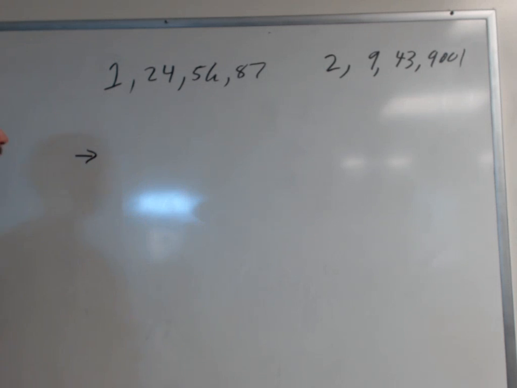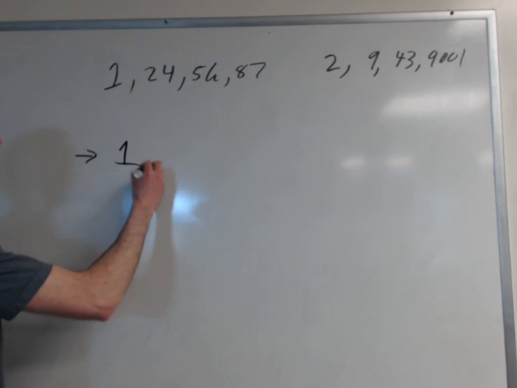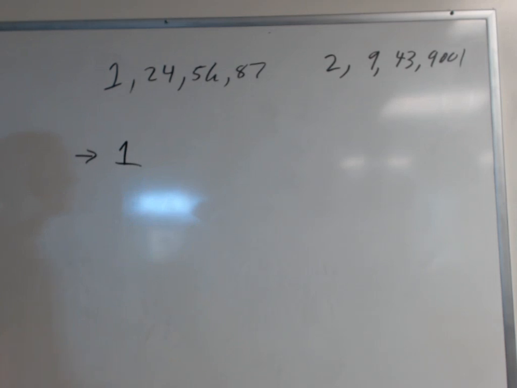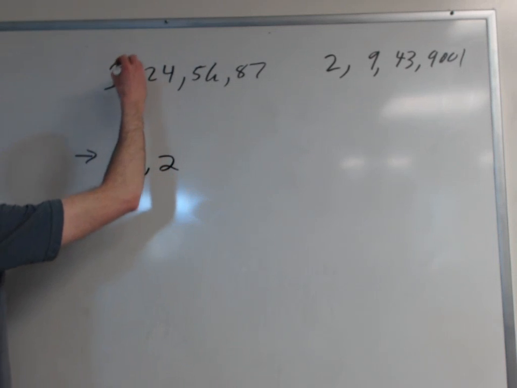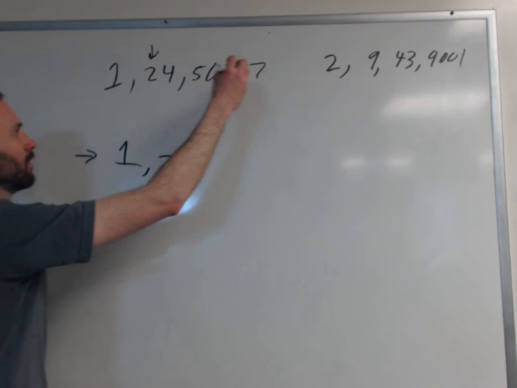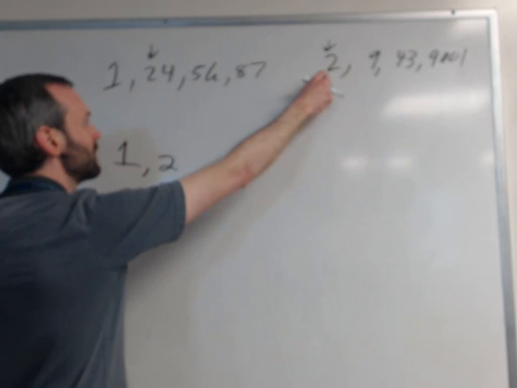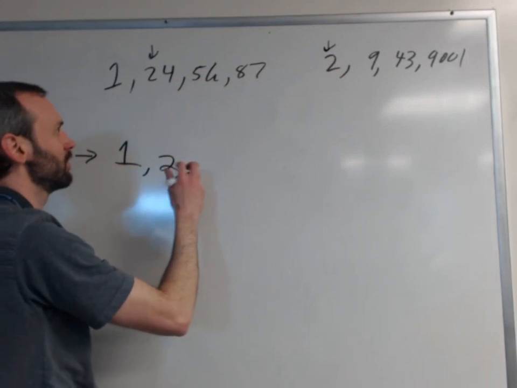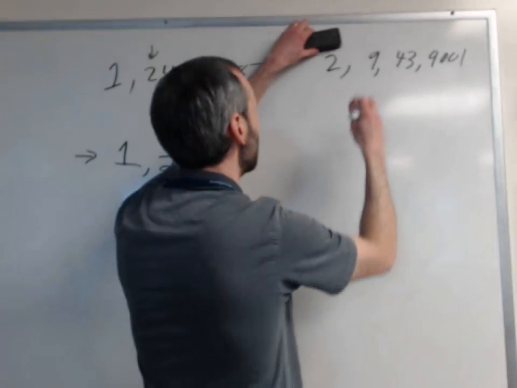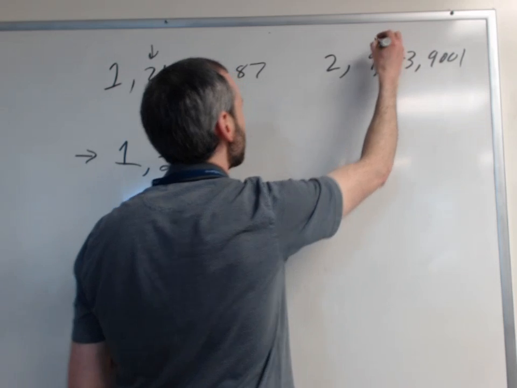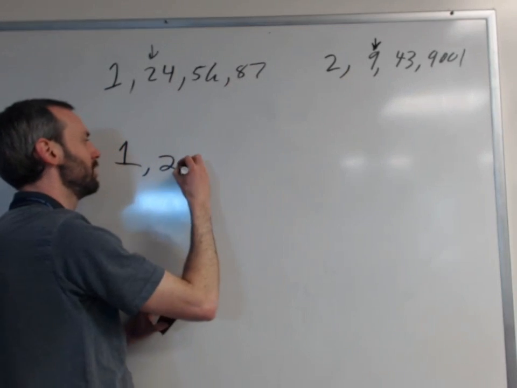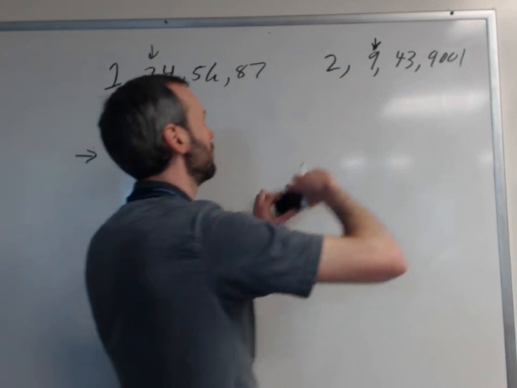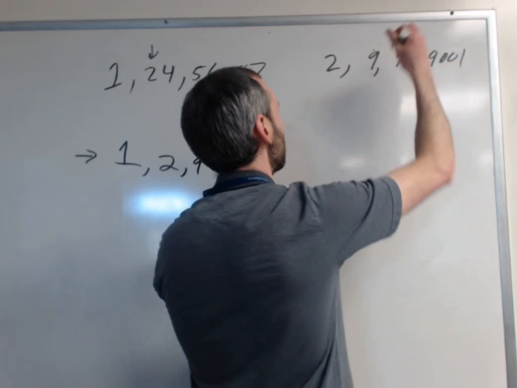What's going to be the first element? 1. All right. What's going to be the next one? 2. So you did 1. We're going to have our pointer go to 24, and this pointer's still at 2. You ask if 2 is less than 24, it is, so you put it there. You move this guy over. Is 24 less than 9? No, so we're going to put the 9 here. Move this pointer over.